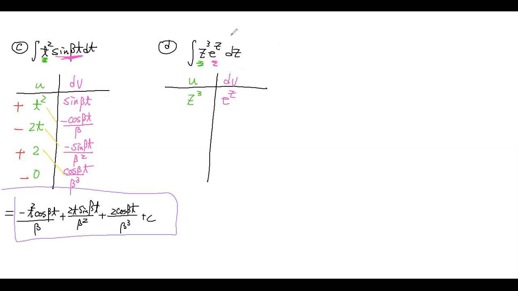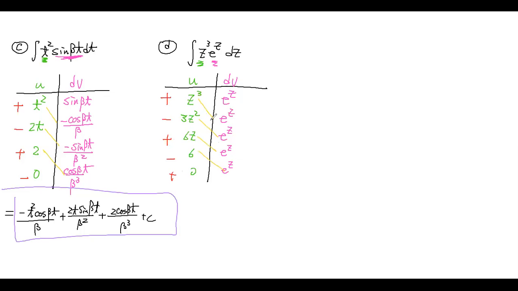Now let's take a look at the derivatives. The derivative of z cubed is 3z squared, then 6z, then 6, and then 0. Now the integration of e to the z will just be itself, e to the z, again and again. I like this, it makes the problem a lot easier. Now be careful about the plus and minus. Start with plus, minus, plus, minus, plus. Now let's see which one times which.